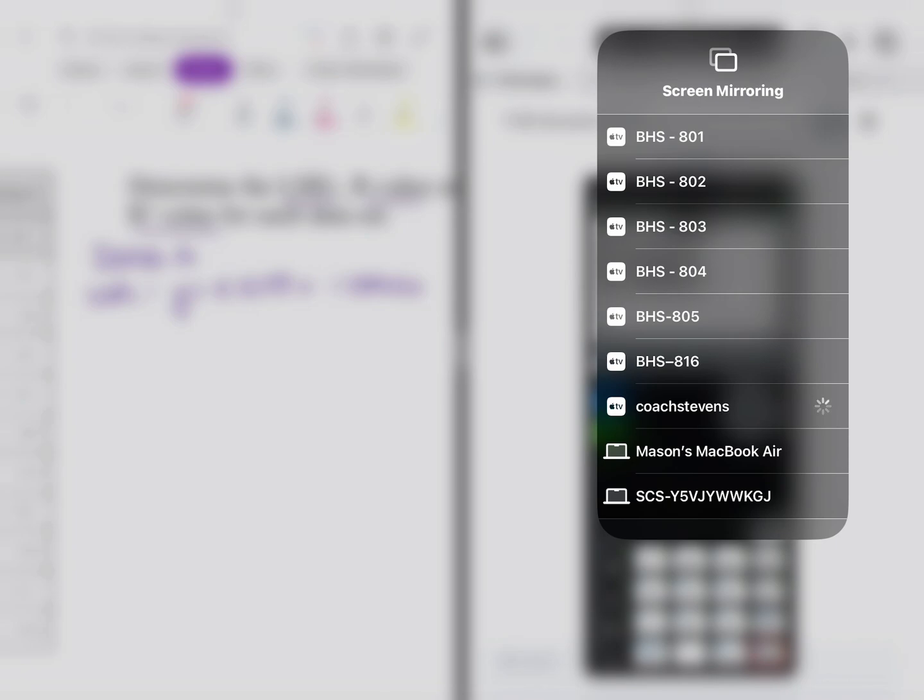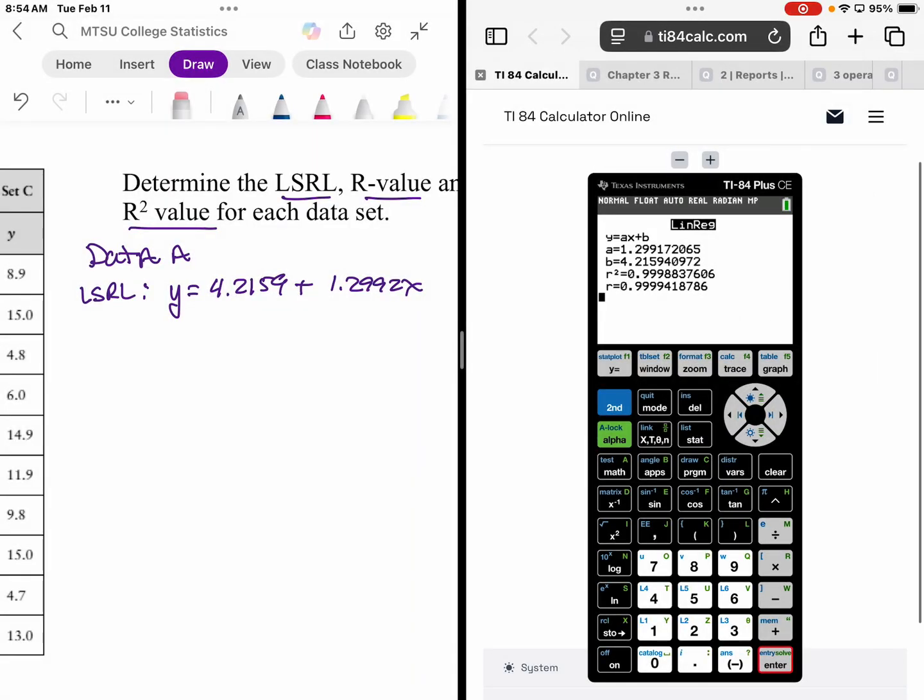I write my slope after. I write the y-intercept first. My AP kids, they have to write it that way, so that's why I write mine in that fashion. It's okay to write 1.2992x plus 4.2159. That's okay.